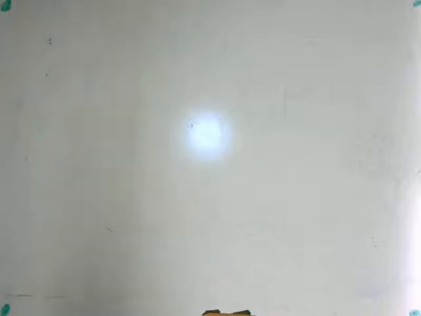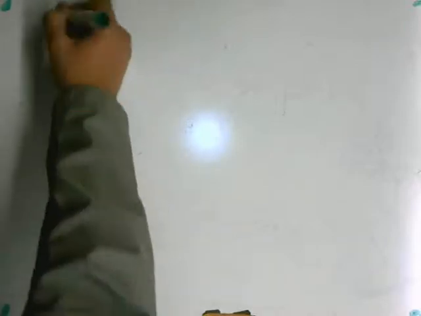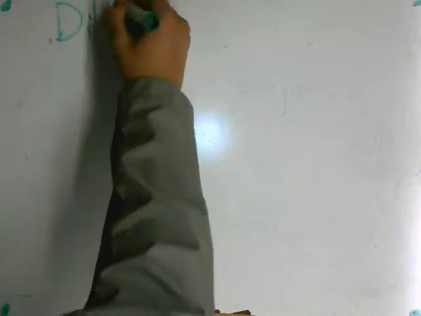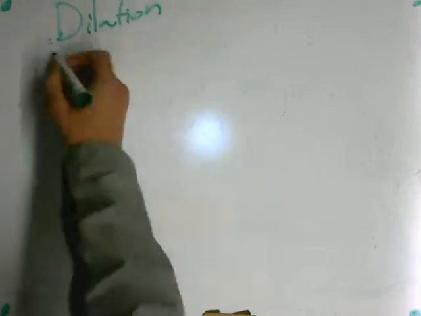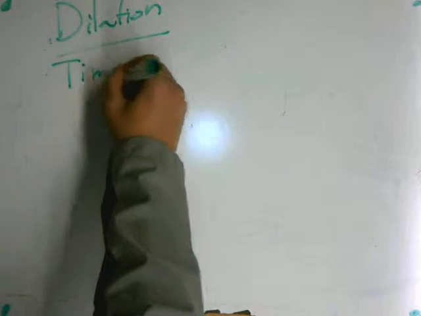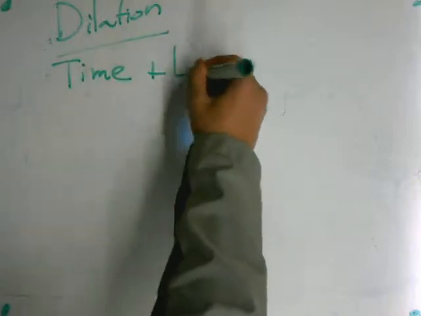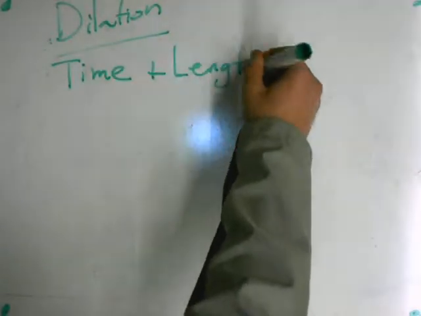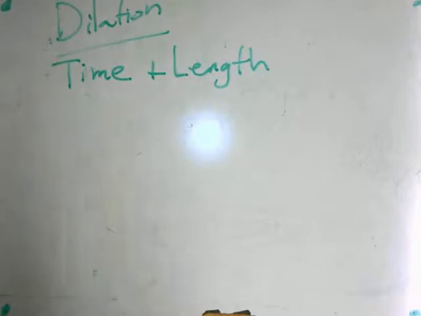So in this video, I'm going to be discussing the concepts of relativity. In AP Physics and IB Physics, there are two aspects to relativity, both of which are dilations. There's a dilation of time and a dilation of length. These are two things I'm going to be talking about. First I'll talk about time and then about length.